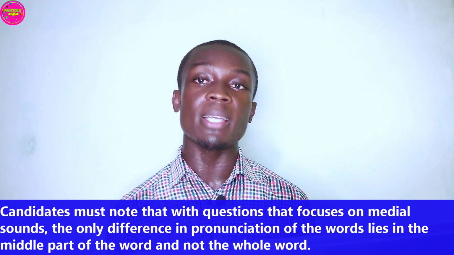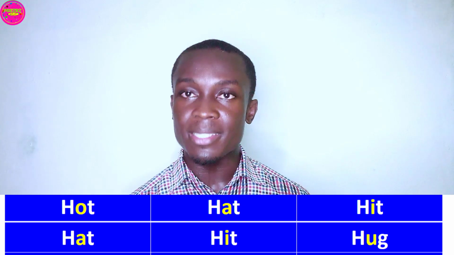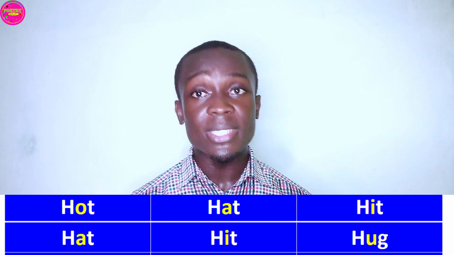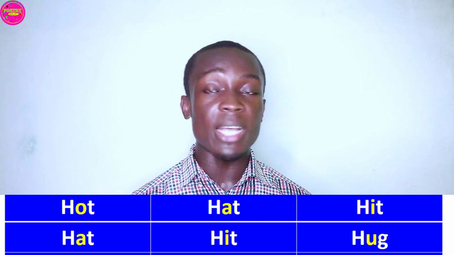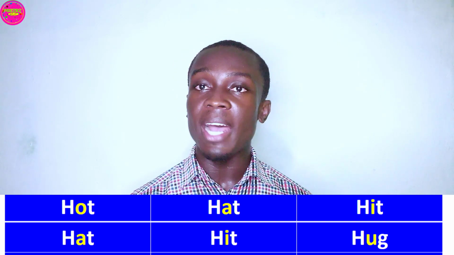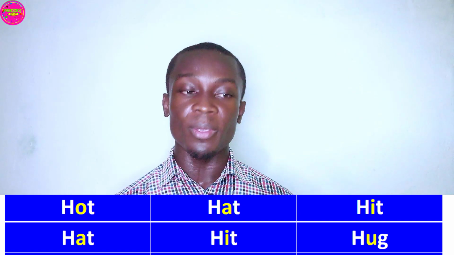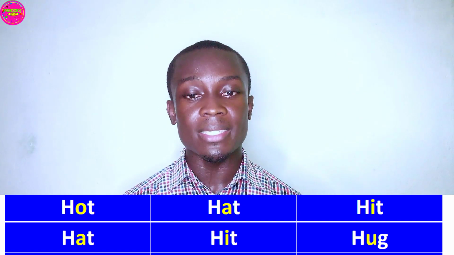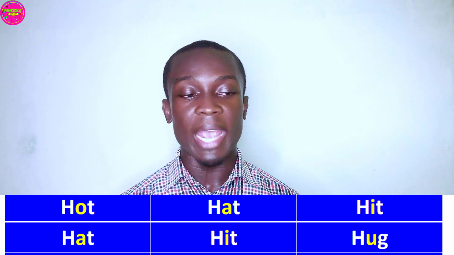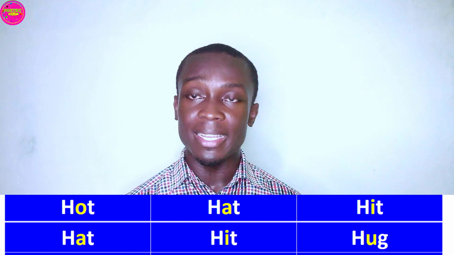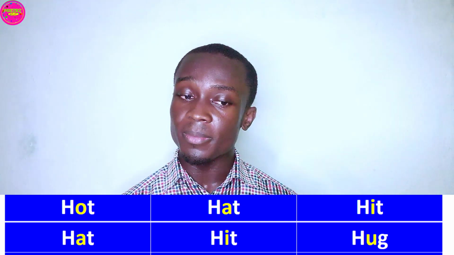Let's consider the following examples. Hot, heart, hit. We have the O sound in hot, the R sound in heart, and the I sound in hit. We equally have heart, hit, hug. We have the R sound in heart, the I sound in hit, and the U sound in hug.